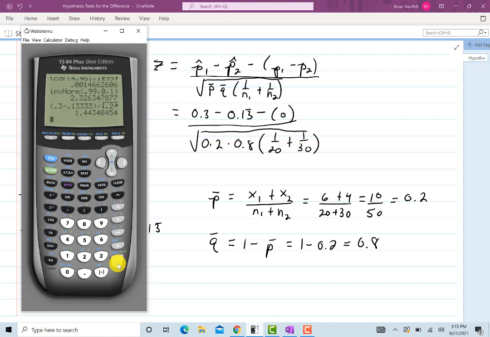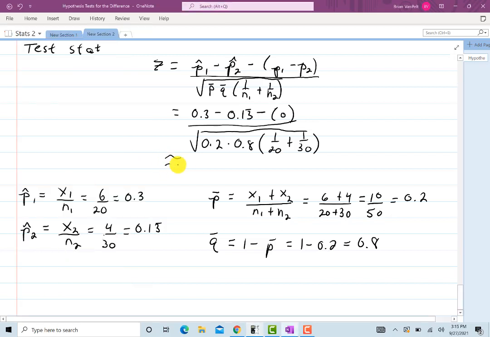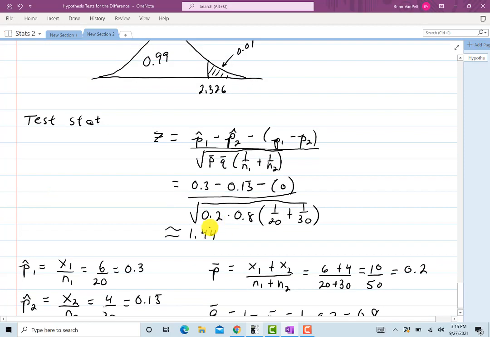1.443. So I get approximately 1.44. Let's take a look at my shaded region. So if I look in there, I will find that it is out here, and we do not reject H naught.